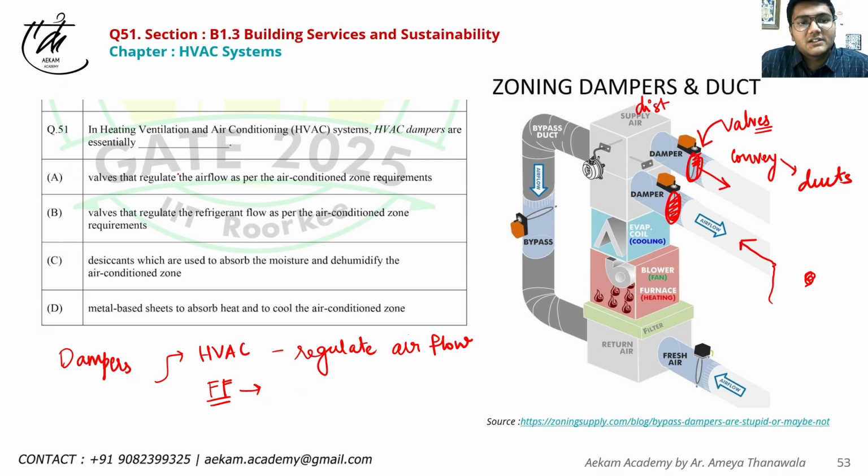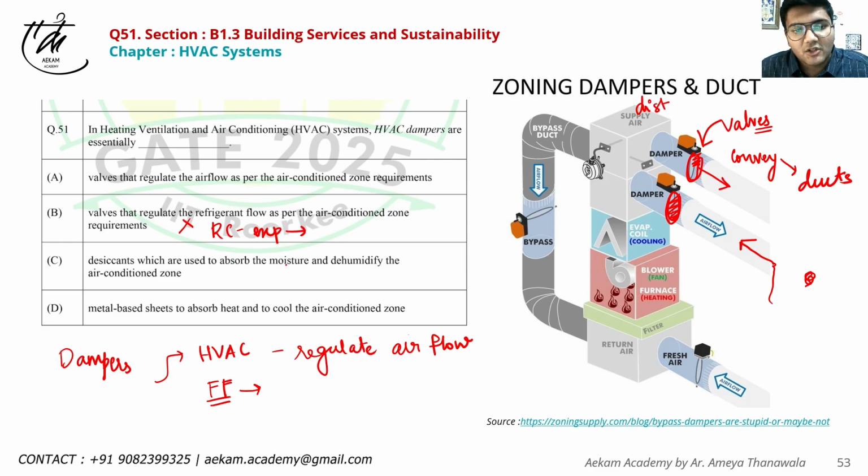Option A, walls that regulate the airflow as per the air conditioned zone requirements. This seems to be correct. Let's check B, C, and D option also. Walls that regulate refrigerant flow as per air conditioned zone requirement. No. In refrigeration cycle, we have expansion valves that control refrigerant flow.